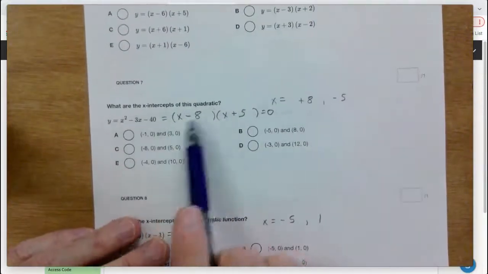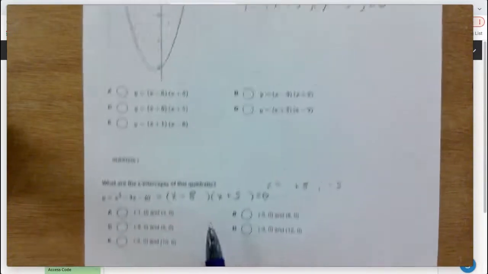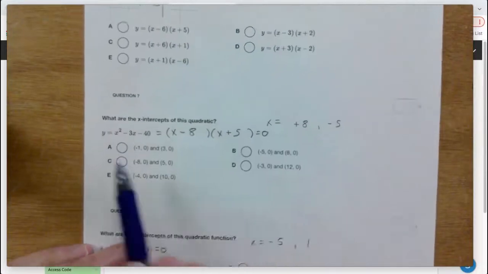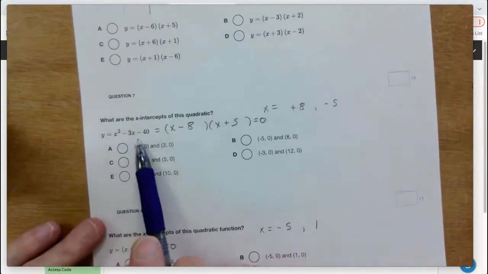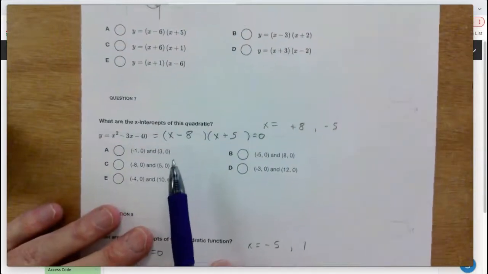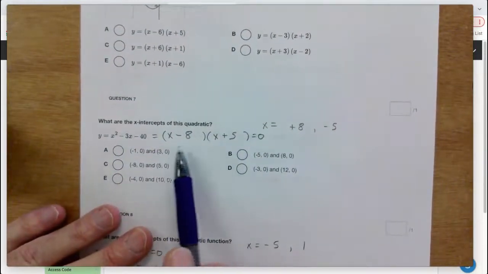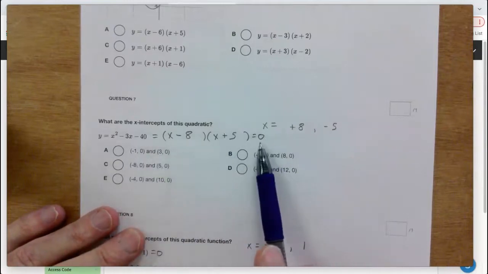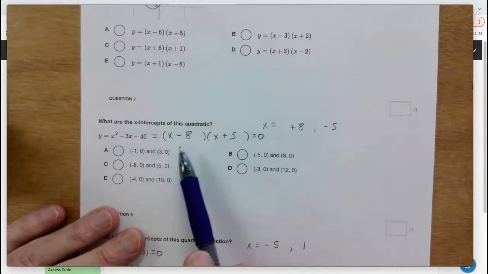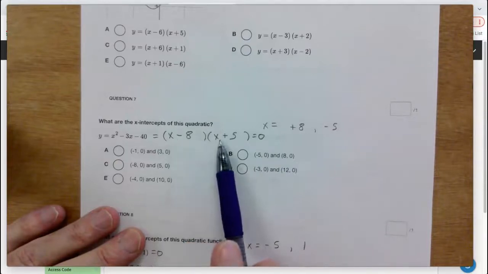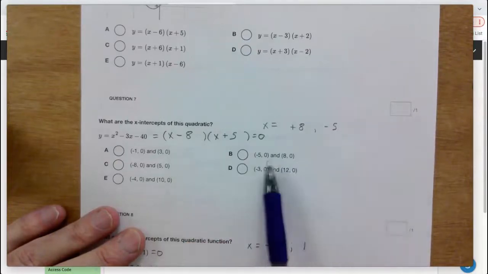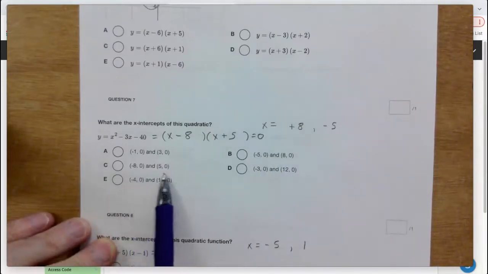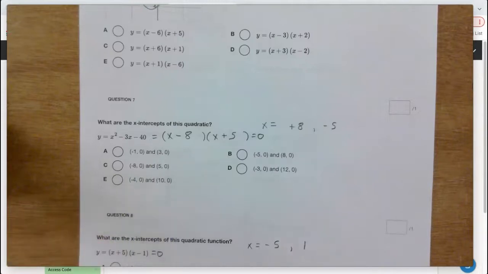Now, the x-intercepts of this quadratic, again, like we found up here, we have to factor it. So you're given standard form, factor it. So x minus 8, x plus 5, right? That's the factored form. And that equals 0, so x is either 8 or -5. Be aware, it's not this one, it's not that one.